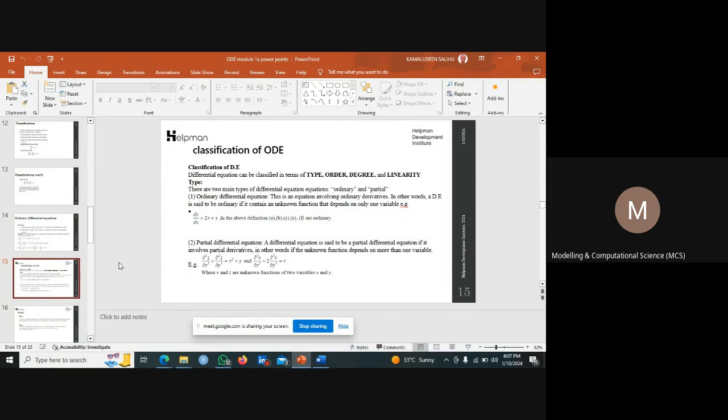So look at the example now, for example, dy/dx. The independent variable that we have here is only x, with dependent variable y. So when you see this type of equation, you call it what? You call it an ordinary differential equation. So in the above definition, A, B, C, E, F are all ordinary. That's why I say we'll be making reference to them.